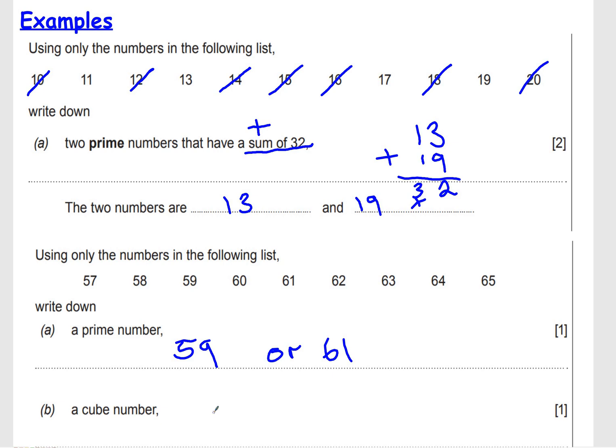3 cubed, 3 times 3 is 9. 9 times 3 is 27. 4 cubed, 4 times 4 is 16. 16 times 4 is 64, which is in our list. So the cube number is 64.